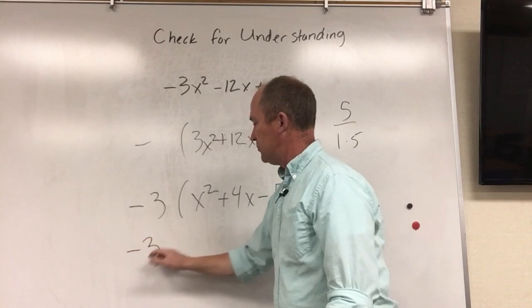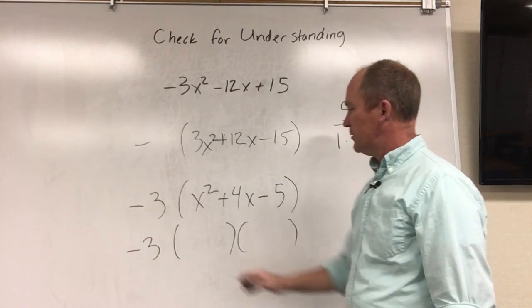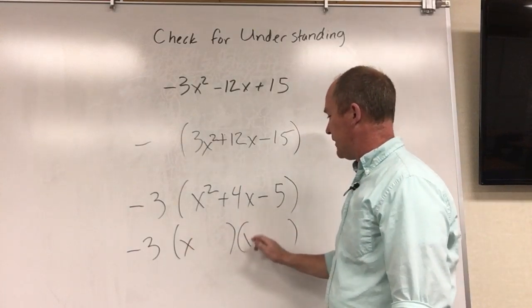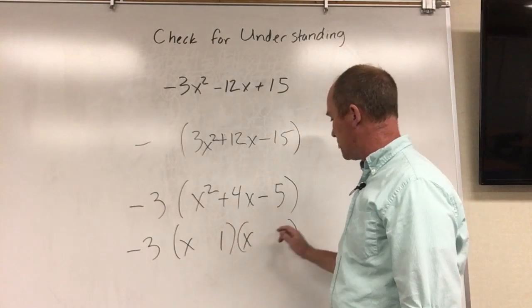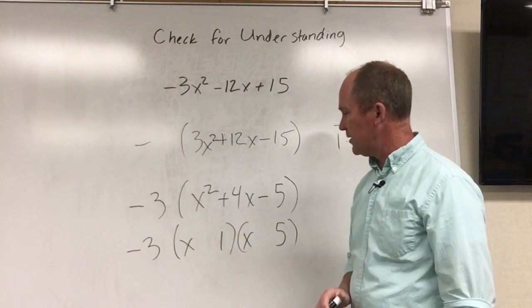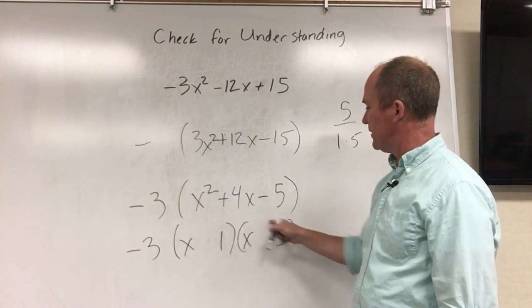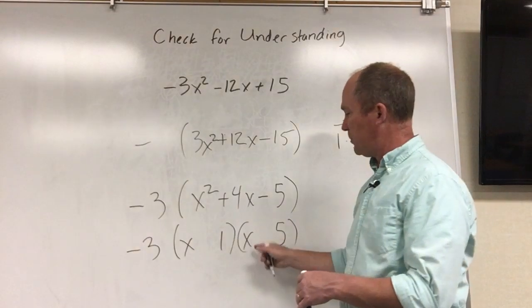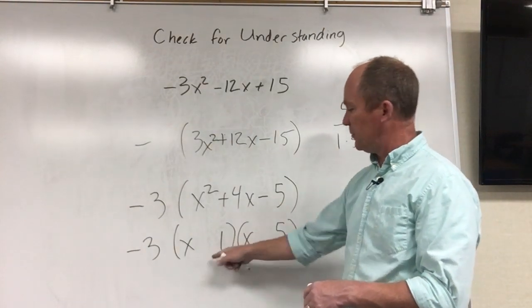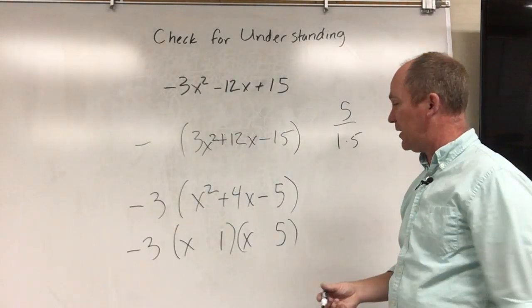So if I put down my 3, and I'm going to set up 2 sets of parentheses right here, I know that my x squared comes from the x times the x. I know 5 in this case, there's only one way to get the 5, which can be 5 and 1. So I put that there. Now I just have to make up the signs. If I'm going to be something times something, it's going to be negative 5. One has to be negative, one has to be positive. Because if they're both positive, it would be positive 5. If they're both negative, negative times a negative is positive 5. So one has to be negative, one has to be positive.